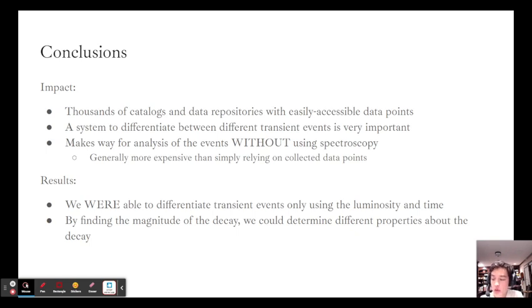And in our results, we were able to differentiate transient events using only luminosity and time. And by finding the magnitude of the decay, we could determine different properties about the decay as well, in addition to differentiating them.